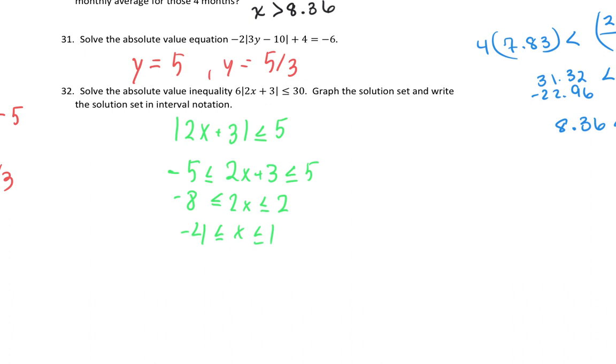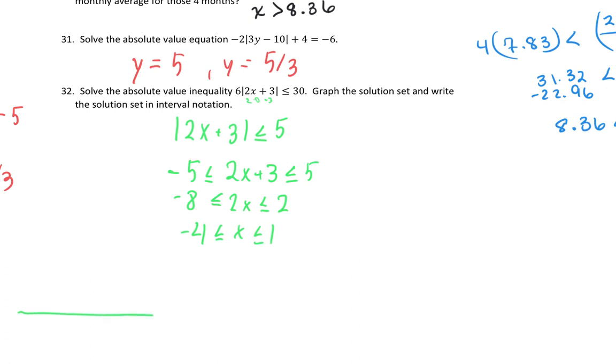So if 0 is in the middle, 2 times 0 is 0. 0 plus 3 is 3. 6 times the absolute value of 3, which absolute value of positive 3 is 3. 6 times 3 is 18. That's less than or equal to 30. It checks out. So we solved it. We need to graph the solution set and write the solution set in interval notation.